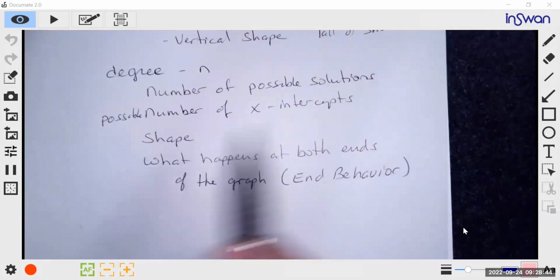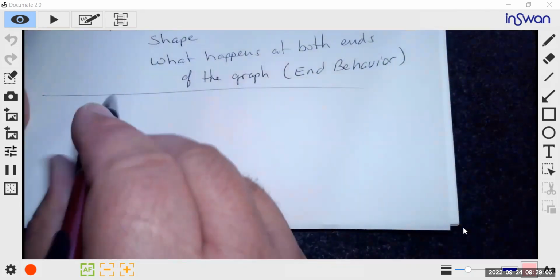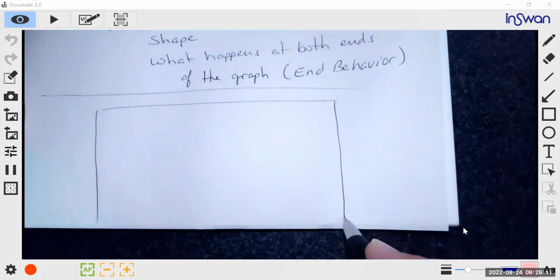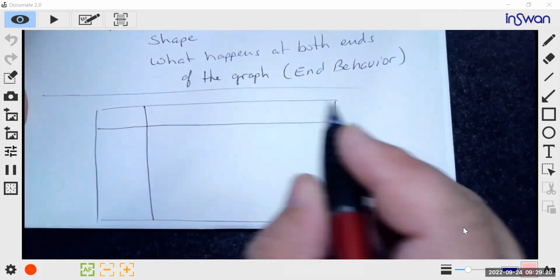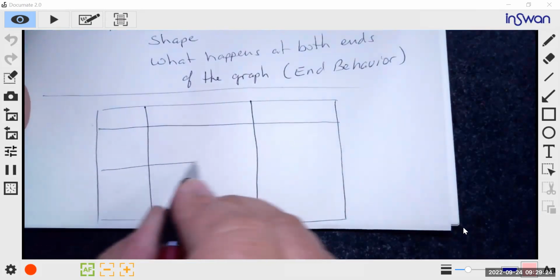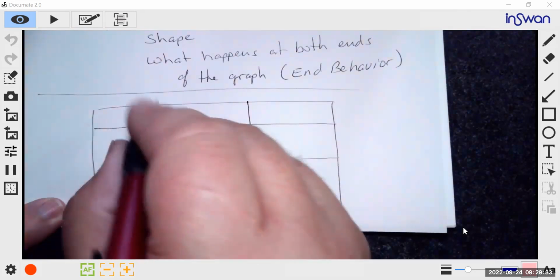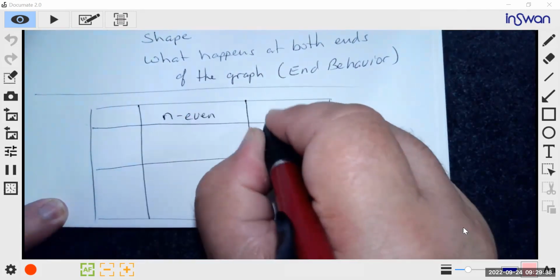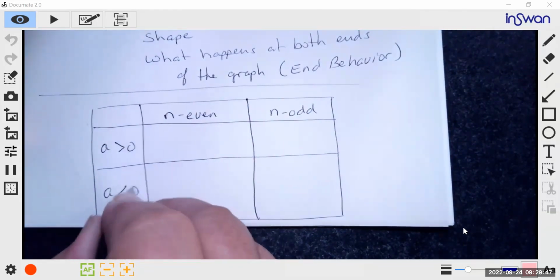The degree n, number of possible solutions, possible numbers of x-intercepts, the shape of the curve, and what happens at both ends, it can all be narrowed down into this little picture right here. Here, n is even, n is odd, a is positive, a is negative.